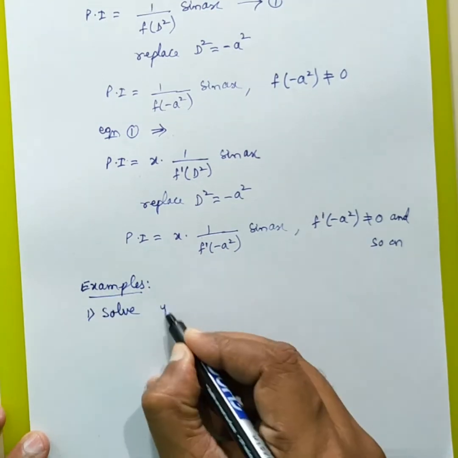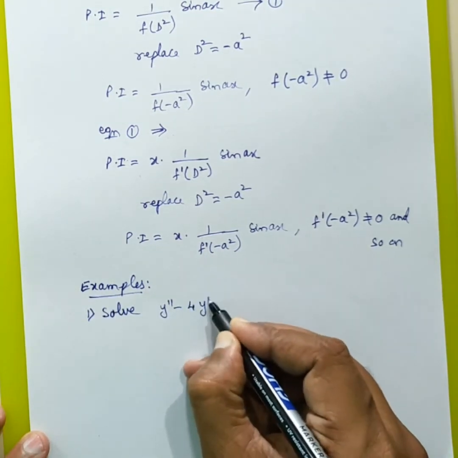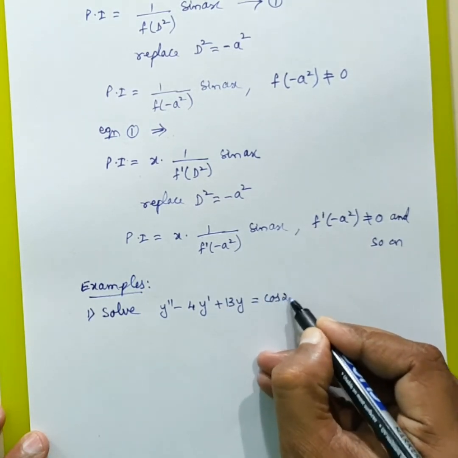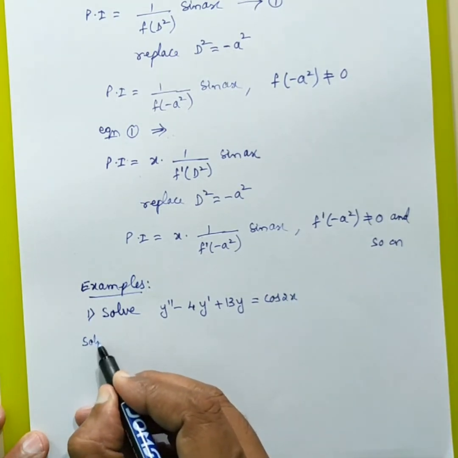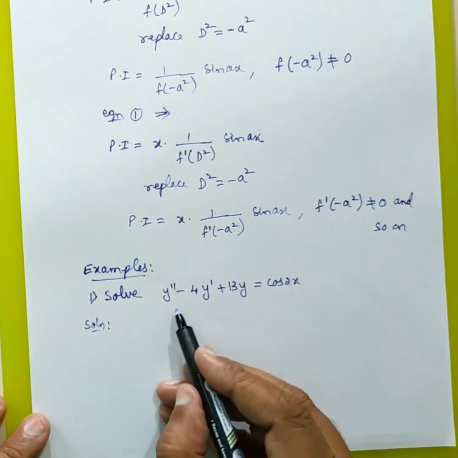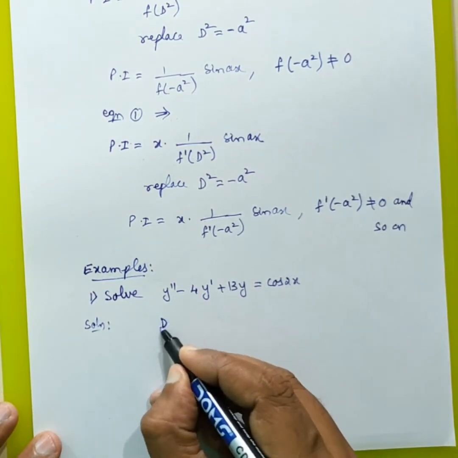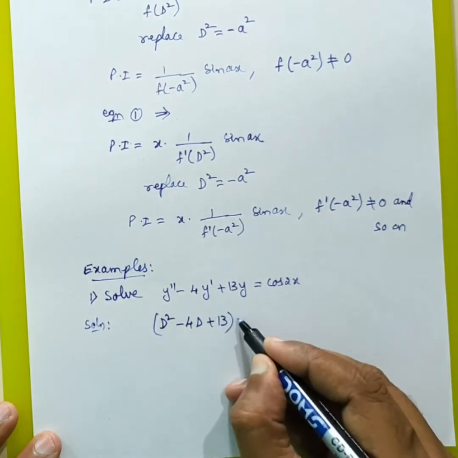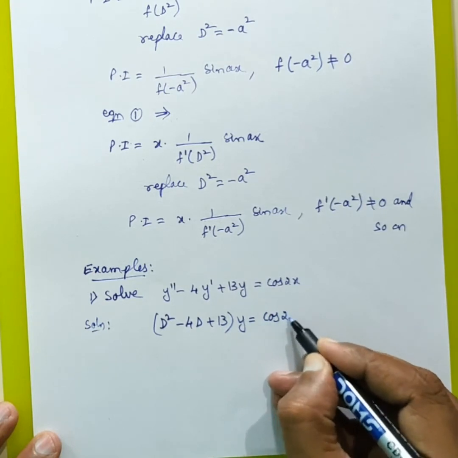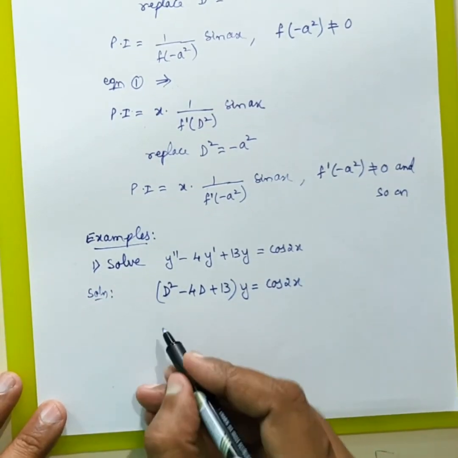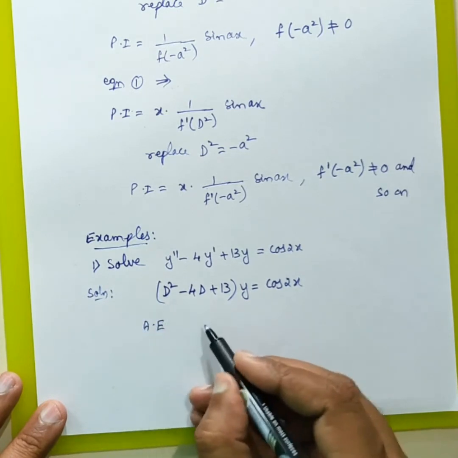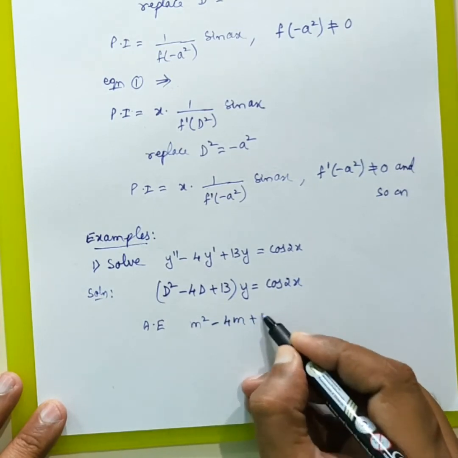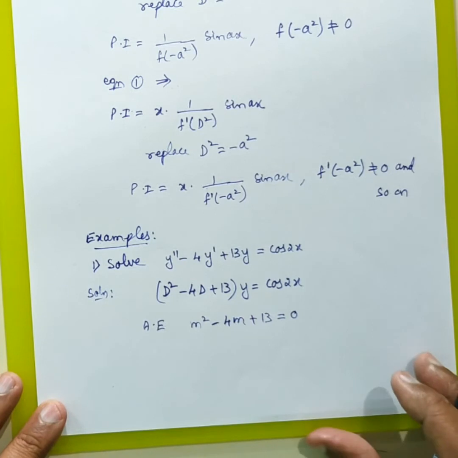Solve y double dash minus 4y dash plus 13y is equal to cos of 2x. Let us write this in operator form: D square minus 4D plus 13 times y is equal to cos of 2x. Let us write down the auxiliary equation. The auxiliary equation will be m square minus 4m plus 13 is equal to 0.